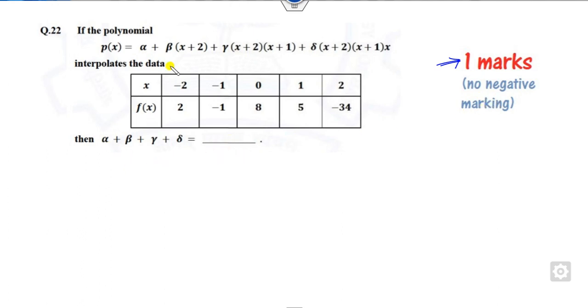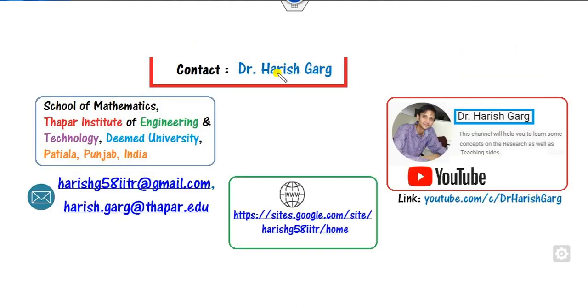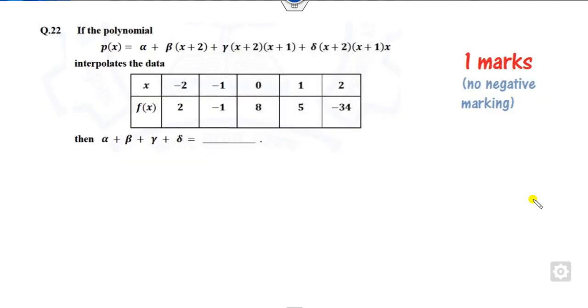So how can you find the coefficients alpha, beta, gamma when you fit this polynomial? We will see how you can solve such a question within 1 minute in this presentation. Myself, Dr. Garg, you can simply follow this link for finding the various previous year question solutions.